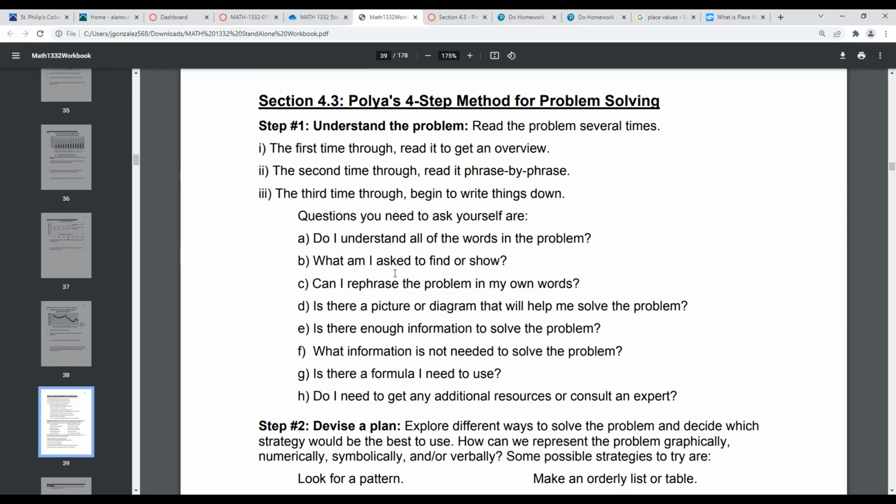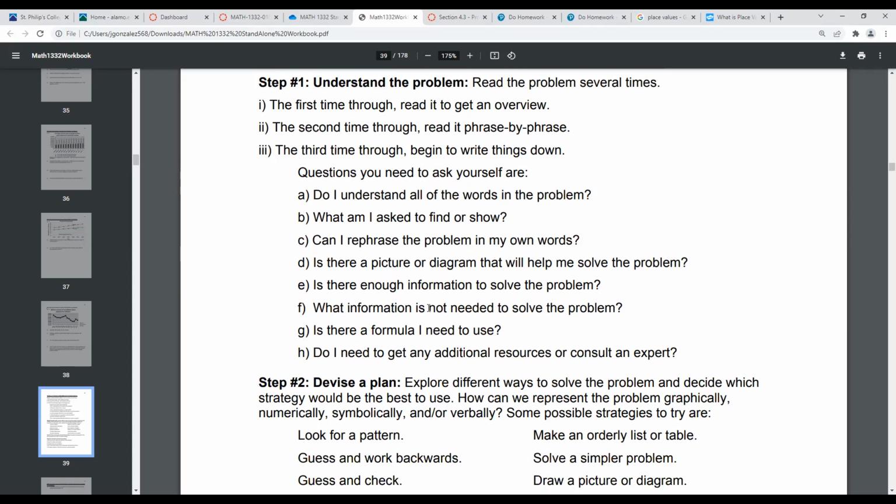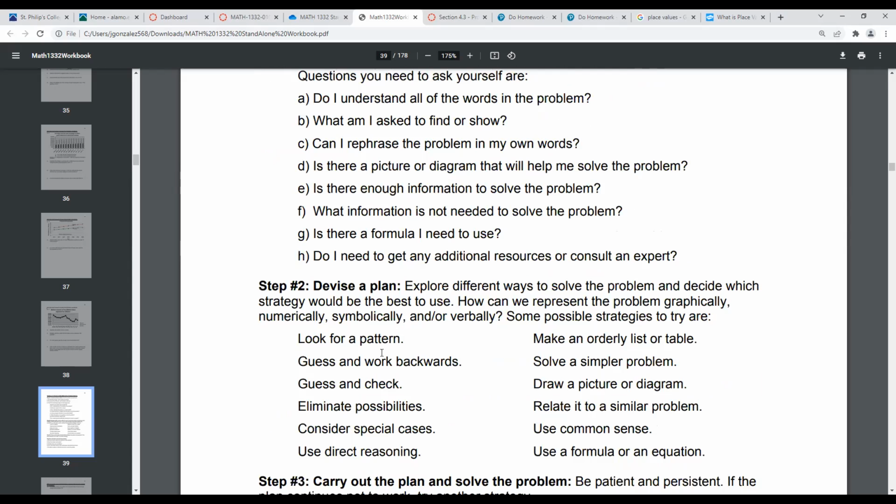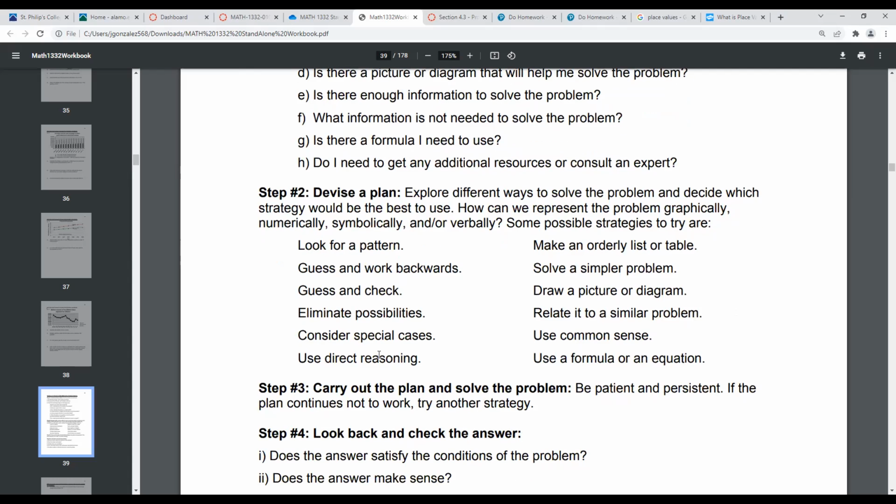What am I asked to find or show? So underline things like that. Can I rephrase it? Sometimes just putting it into basic English, and not whatever the heck they're saying, goes a long way. So all this information, I think, will help in your workbook. So please look over this if you're ever stuck.